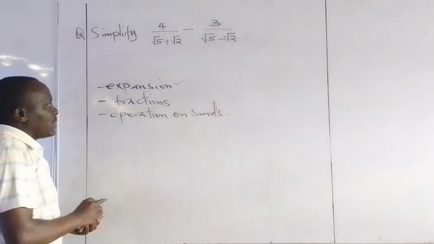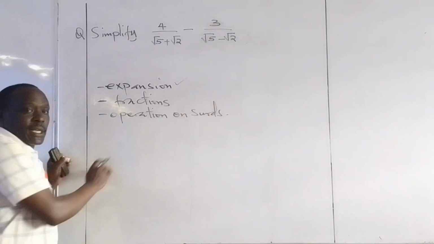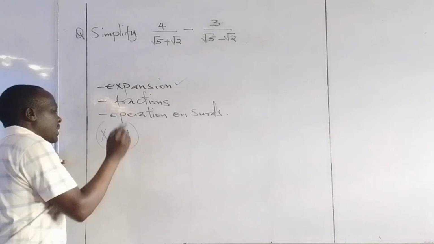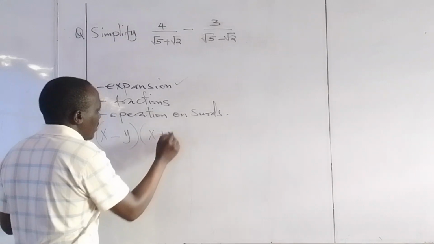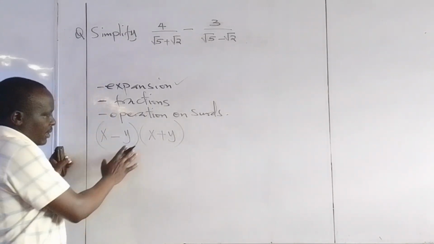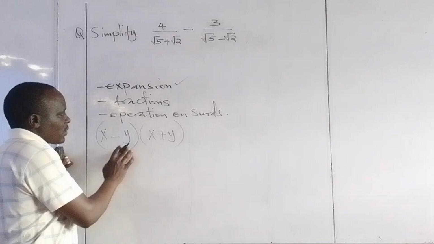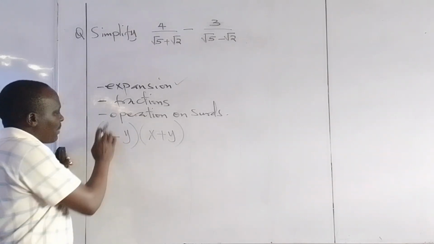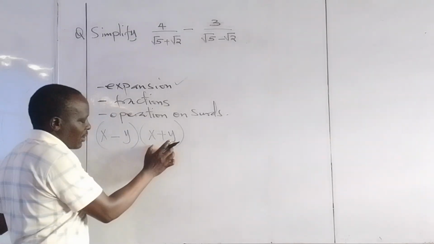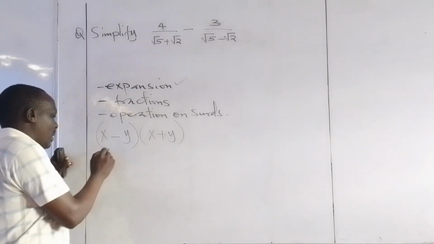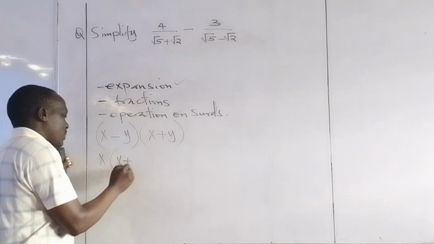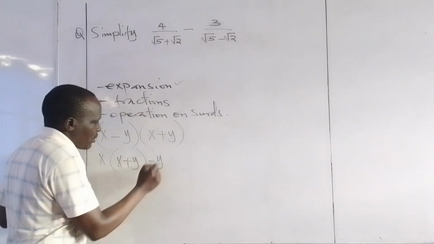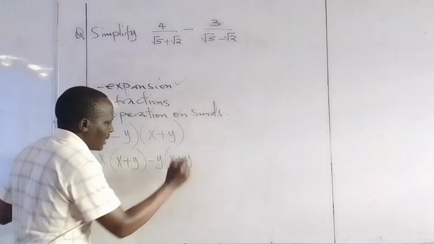For example, expansion, I want us to look at what we call a difference of two squares. For example, you are given an expression like this, x minus y into x plus y, and you are required to expand. This one can be expanded without using the long method. The long method is whereby we expand the second bracket using x, whereby it will be x into x plus y. Then next we have negative y. Negative y will also be used to expand the other bracket, that is x plus y.